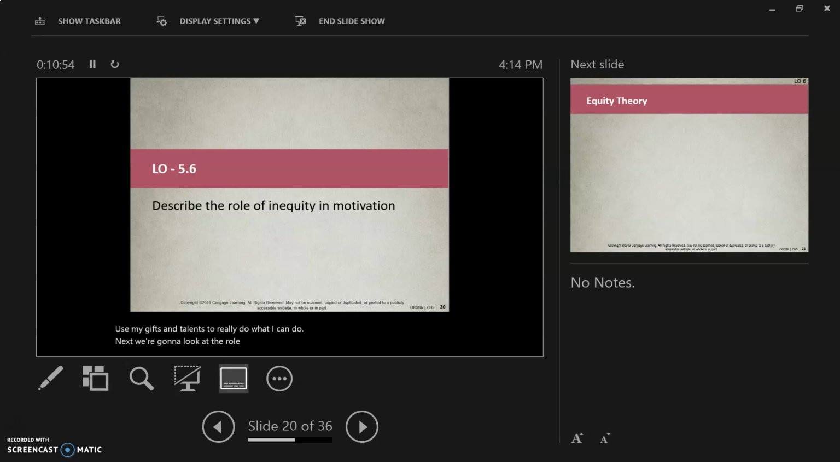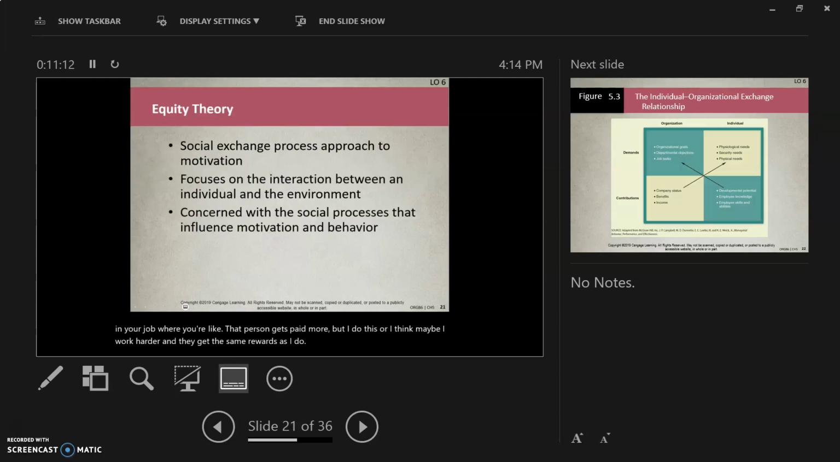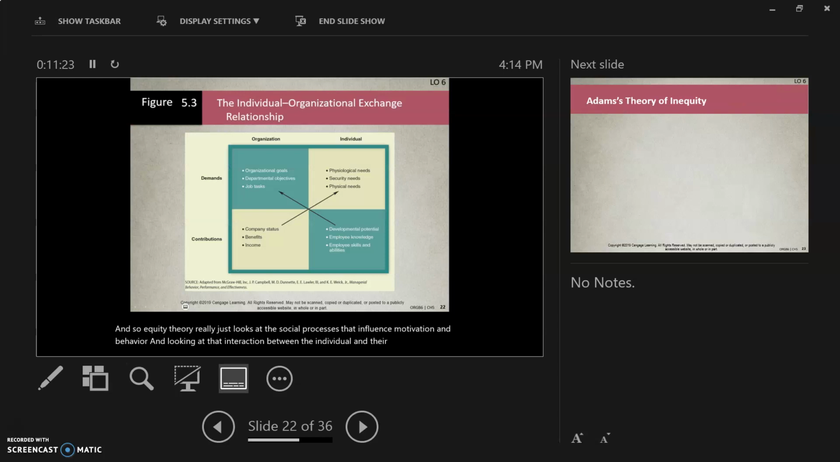Next, we're going to look at the role of inequity, which you've all been in a situation in your job, where you're like, oh, that person gets paid more, but I do this. Or, oh, I think maybe I work harder and they get the same rewards as I do. And so equity theory really just looks at the social processes that influence motivation and behavior, and looking at that interaction between the individual and their environment. And so here you can see that both the organization and the individual have demands and contributions. And so the contributions of the organization, such as status, benefits, income, help with individuals' demands, and the contributions of individuals help with the organizational demands. And so it's just like a reciprocal relationship, you can kind of say.